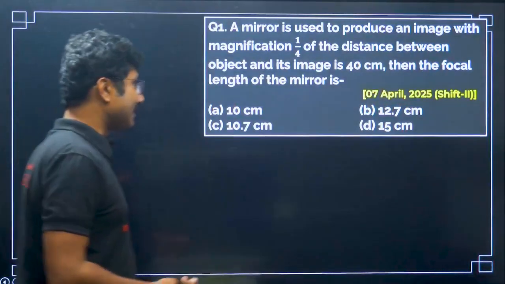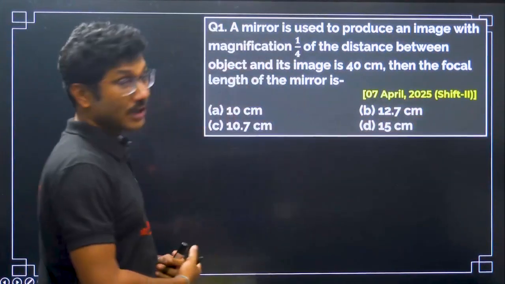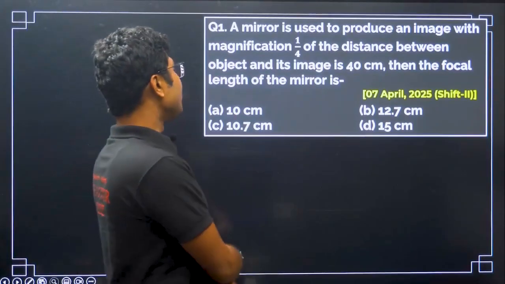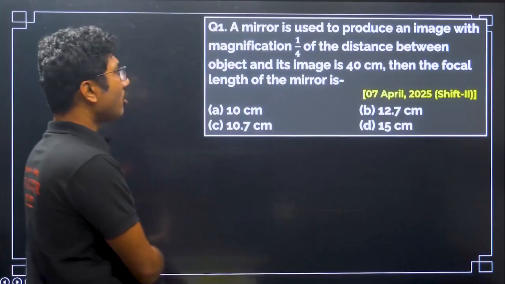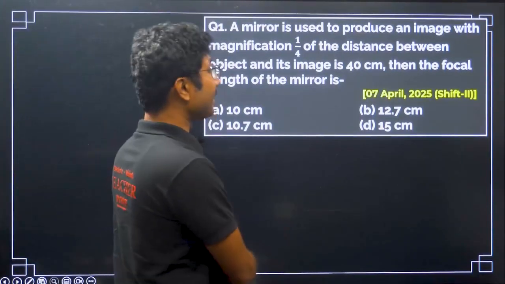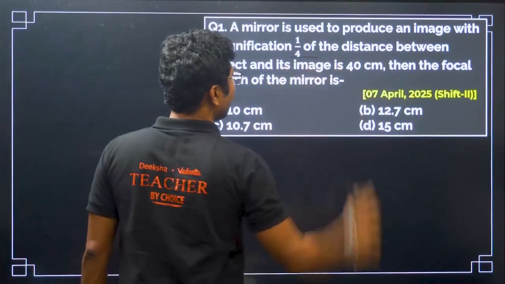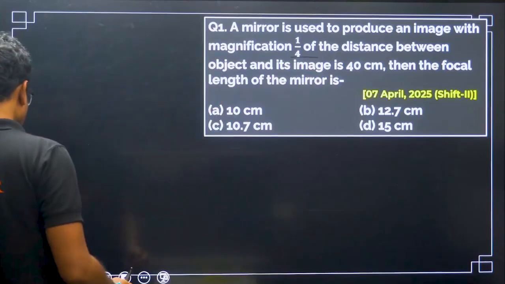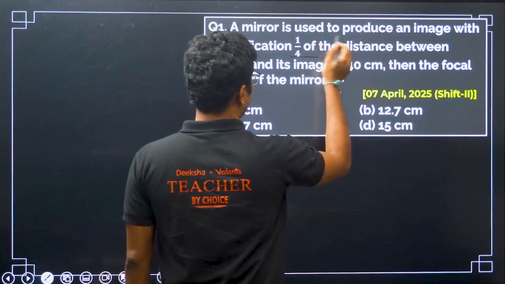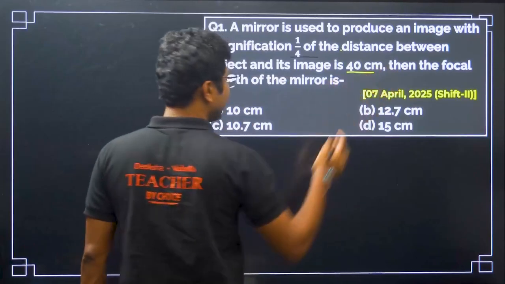Now let's start with the KCET JEE PYQs. This is 7th April shift 2 2025. The question: a mirror is used to produce an image with magnification 1/4. The distance between the object and its image is 40 centimeter. Then the focal length of the mirror is. So first of all, magnification is given as 1/4, and the distance between the object and the image is 40 centimeters. So both are given.